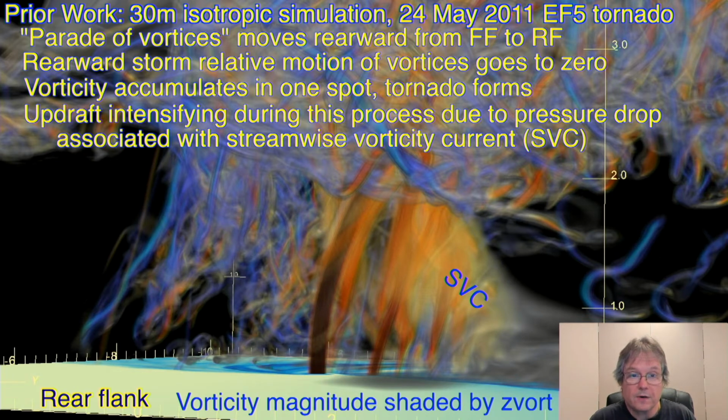It's actually been found in nature in 2 different papers. You can actually read about the streamwise vorticity current. So it exists. It was found in a model, and then a few years later, it was found in nature. That's pretty neat from my perspective.